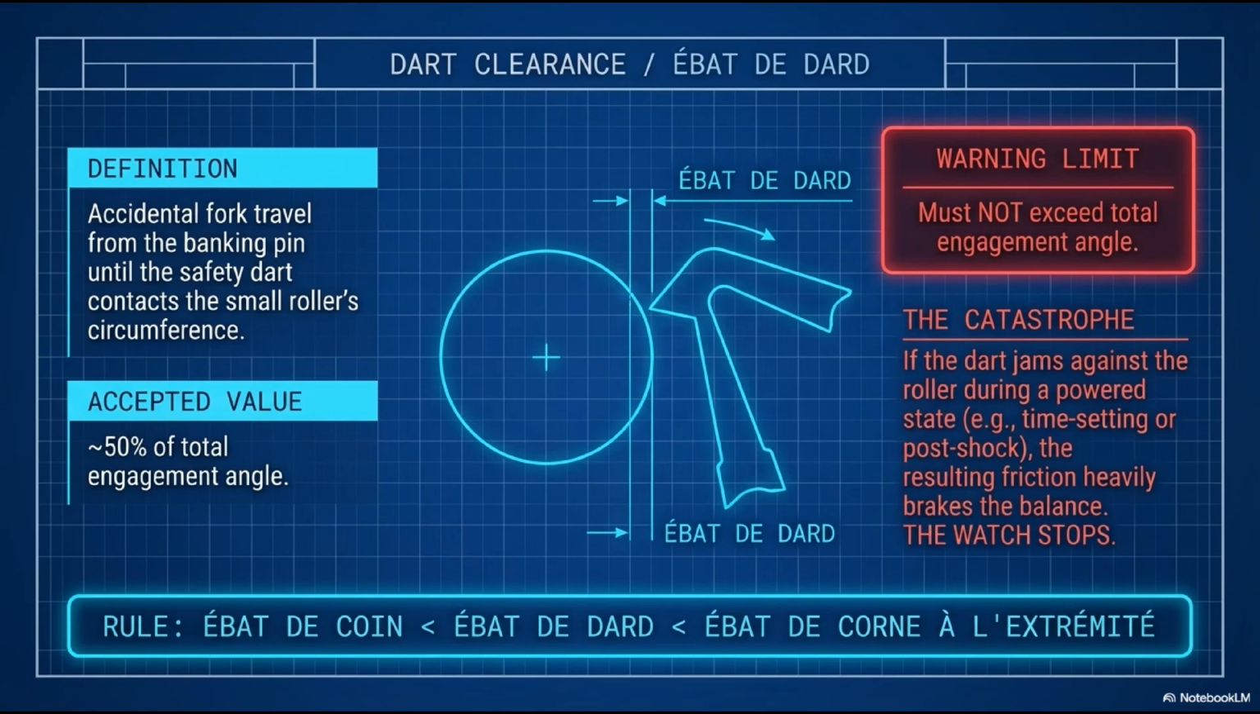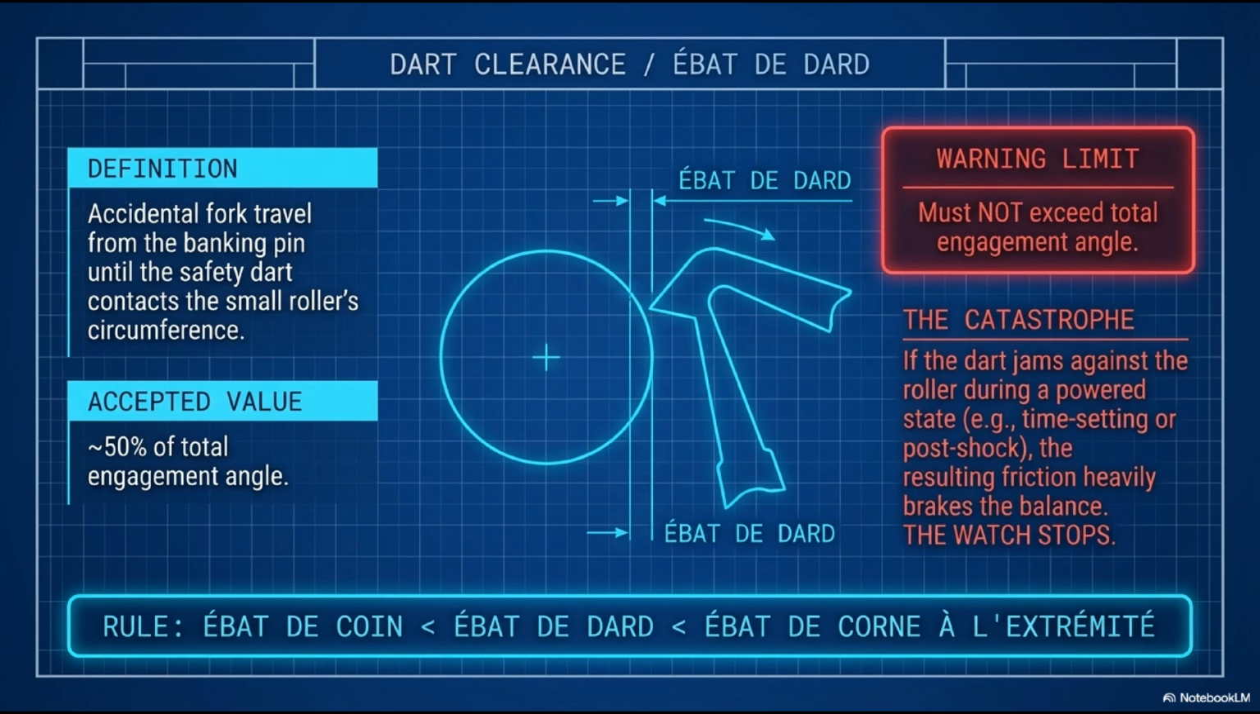Dart clearance, abat de dard, and its role as the primary protection mechanism. Definition: accidental fork travel from the banking pin until the safety dart contacts the outer circumference of the small roller. Accepted value: approximately 50% of the total engagement angle. The rule: abat de coin less than abat de dard less than abat de corne à l'extrémité.